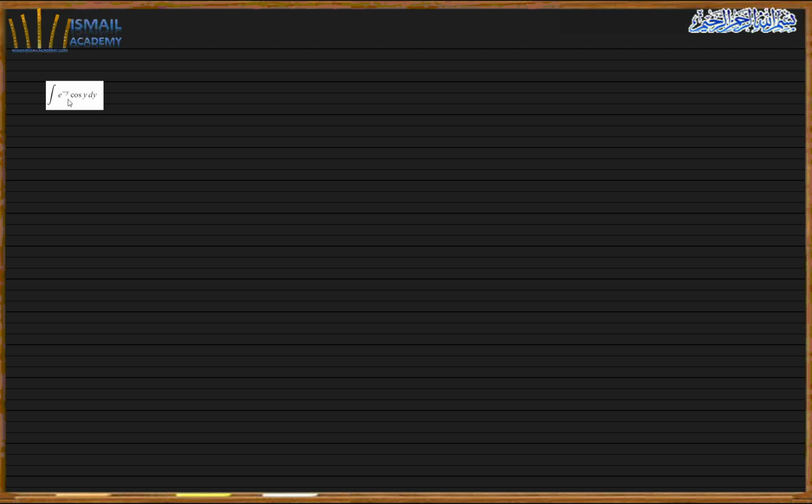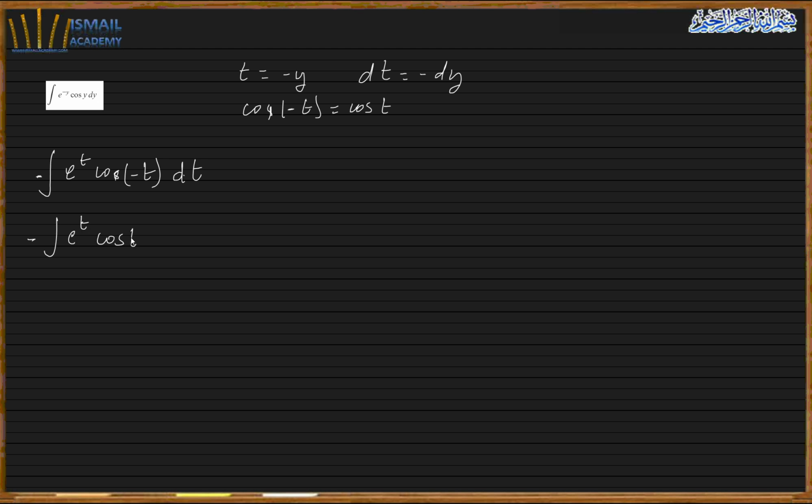Like again, I don't want to deal with any negative with exponential here, so first I'm going to make t be my minus y, so dt will be minus dy, and we know that cosine of minus t is just cosine of t, so we know those stuff. So here when I substitute back, it's going to be e to the t cosine of minus t times minus dt, so I'll put the minus here, so it's going to be minus e to the t cosine of t dt, and this is very simple to integrate.